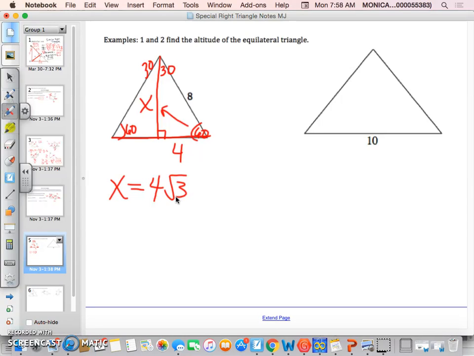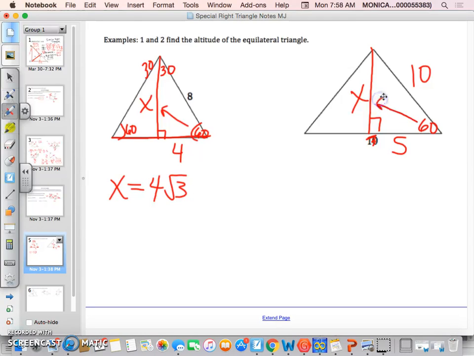So we can do the same thing over here. And again, we're going to drop an altitude. And I know that all the angles in an equilateral triangle are 60 degrees. And I know that this side is going to be 10 because all the side lengths are also congruent. And if this side is 10, then I know this side is going to be 5. So once again, I want to know what the altitude is.